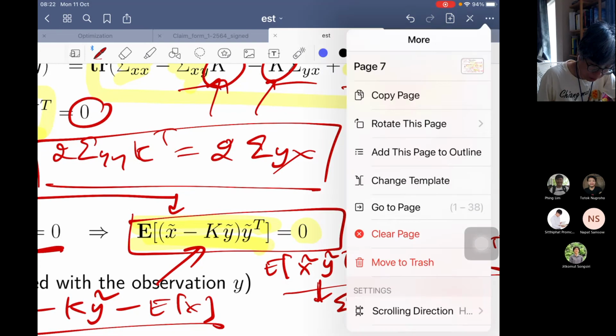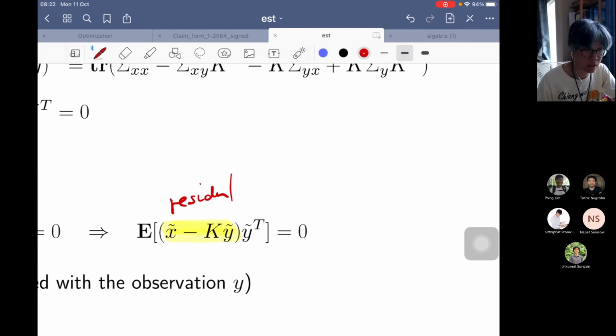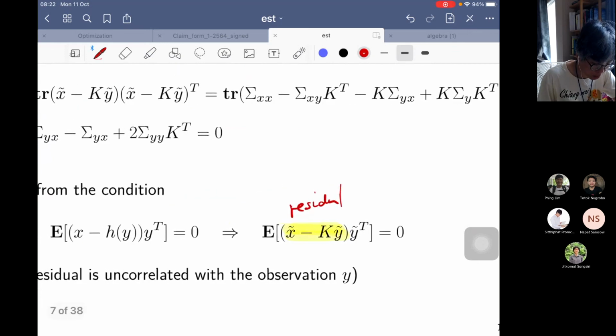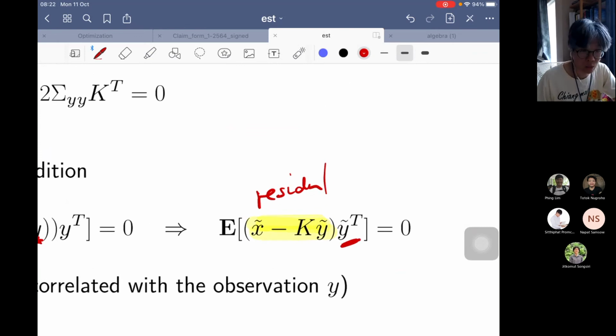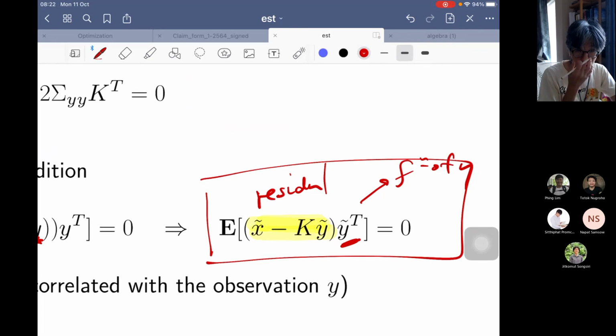The meaning is x minus k y tilde is the residual, right? It's the residual after you estimate x using a function of y. And y tilde, which is just a removed-mean version of y, you can think of as a function of y. We have seen this before because this is called the orthogonality condition for the MMSE estimator. The residual is uncorrelated with any function of y.